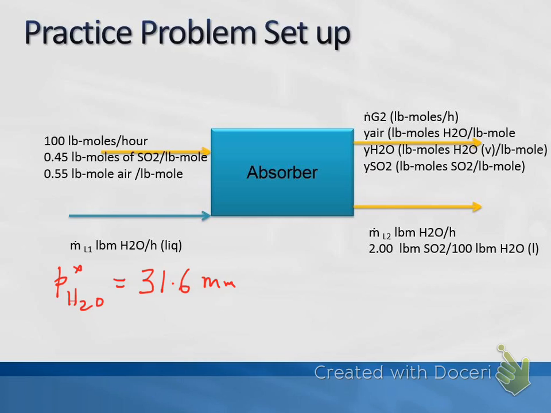So what is the total pressure there? 760. Okay, so now this will give me YH2O, right? YH2O is equal to now what? How much? 0.0415. Any confirmations?